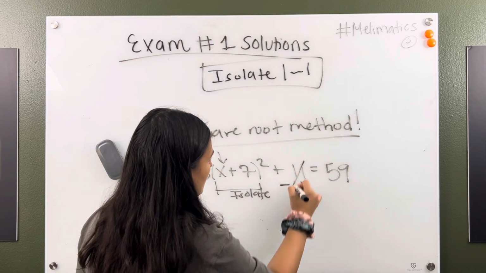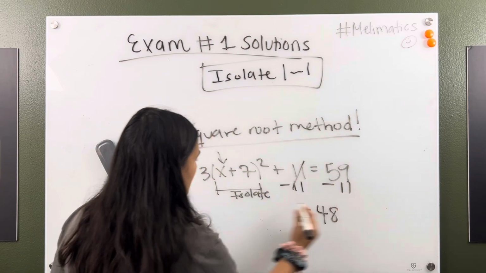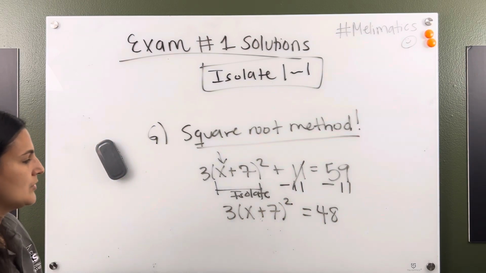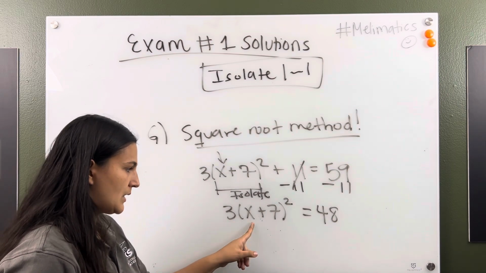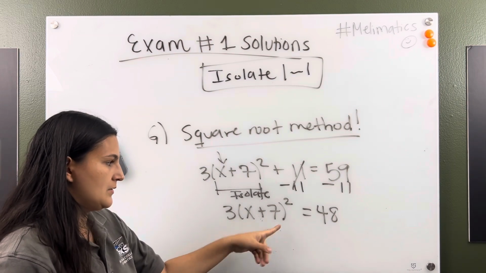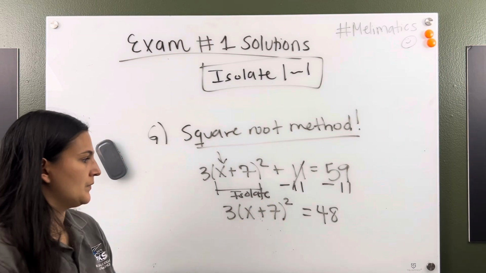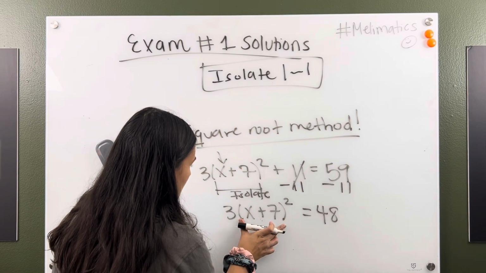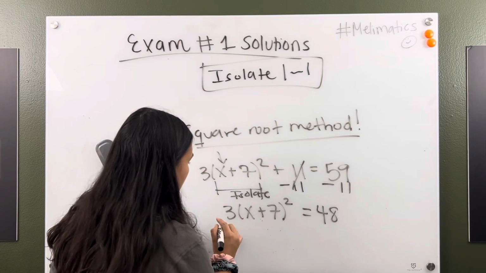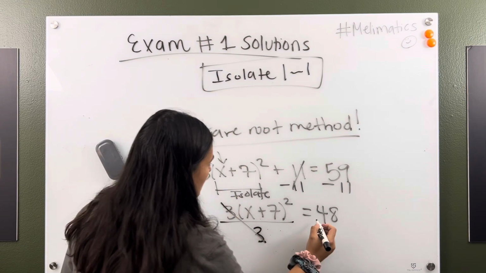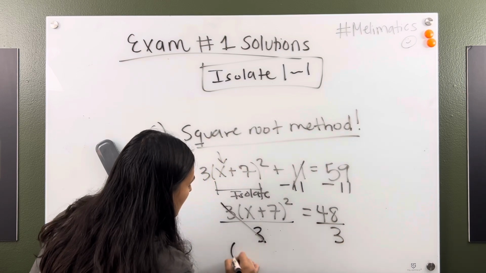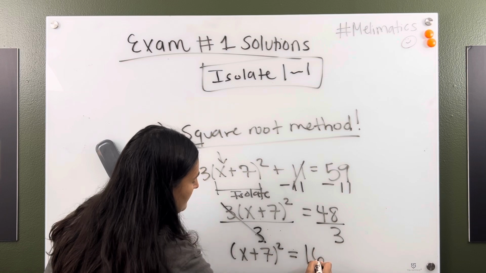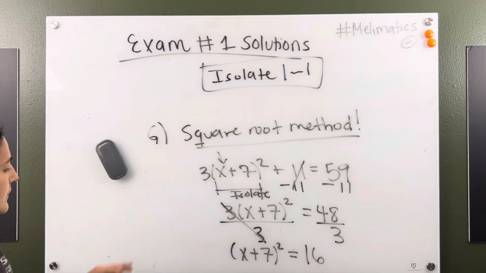So first let me subtract the 11, get this as nice as possible. Okay, we have a 3 in front, right? So remember, I cannot distribute this 3. I can't do 3 times x and 3 times 7 and then just forget the fact that there is a power of 2. No, I need to instead isolate it. So what is the opposite of multiplying x plus 7 squared with 3? Dividing by 3, right? So you should divide by 3 at that point, and then you get that x plus 7 squared equals 16. All right, so almost done.